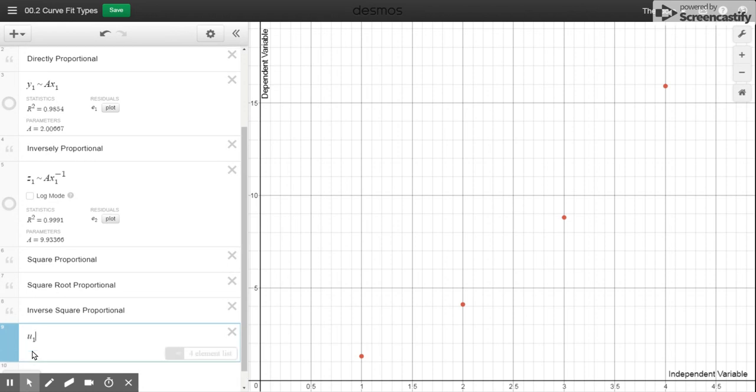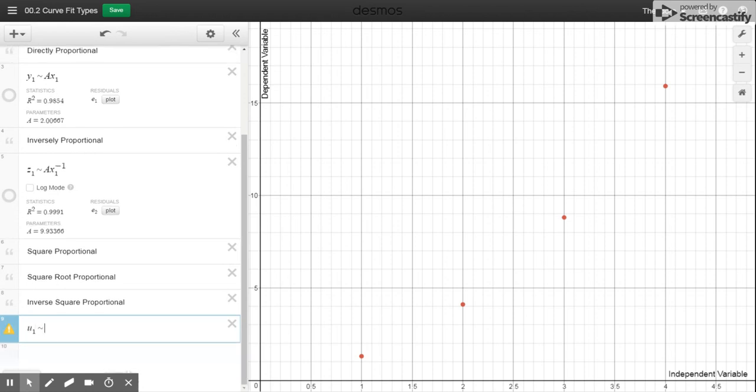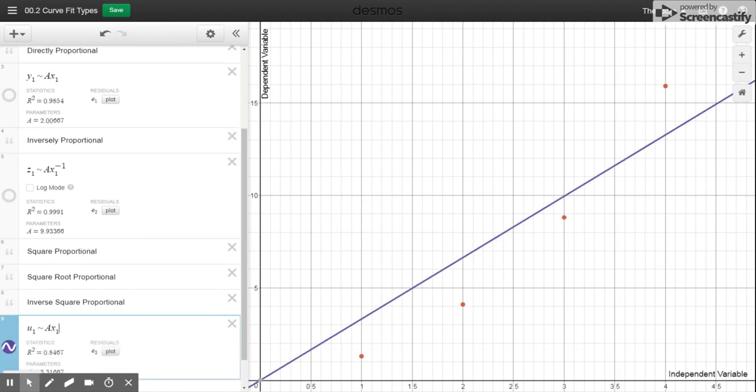So I'm going to try this one again, doing the same thing. I'm going to see if u1 is proportional to the variable. So I'm going to try u1, I'm going to use a tilde, and I'm going to type in x1 again because that has always been the same independent variable. And again, I see that that does not work very well.